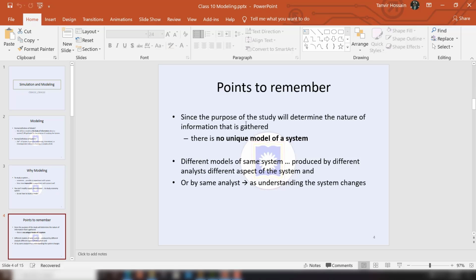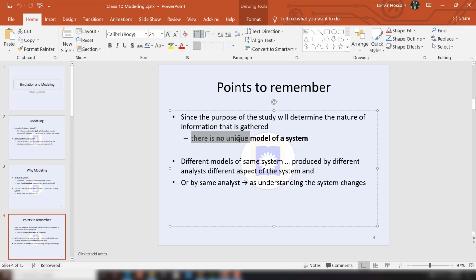Since the purpose of the study will determine the nature of information that is gathered, there is no unique model of a system, meaning the model of a system that you are going to create may be different based on what you are trying to study of the system. The purpose of the study will determine the model. So that's a very important point to remember.